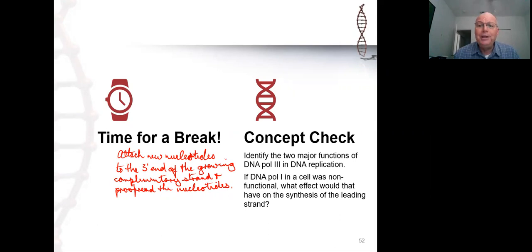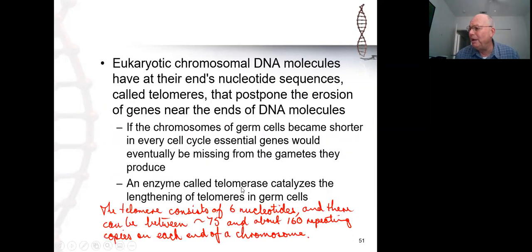So if Pol 1 in a cell was non-functional, what effect would that have on the synthesis of the leading strand? We know what its function is on the lagging strand. It's the one that comes in and removes the primers from the Okazaki fragments so that the fragments can be connected together by ligase after Pol 1 inserts the appropriate DNA nucleotides. But does it have a role in the leading strand? Well, the answer is yes.